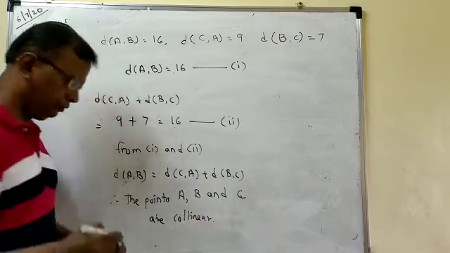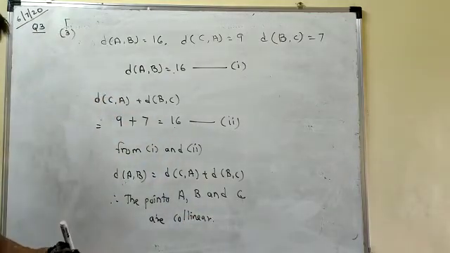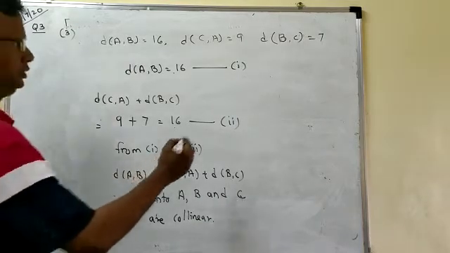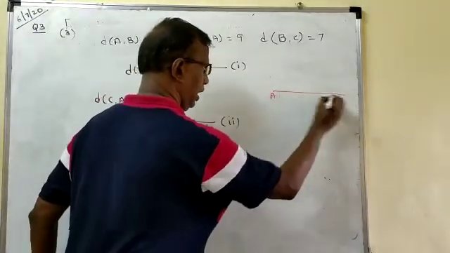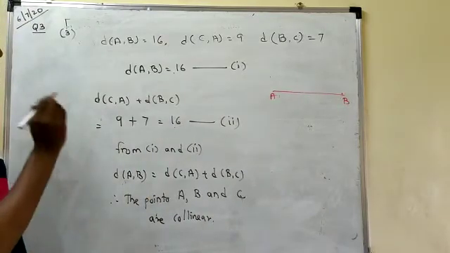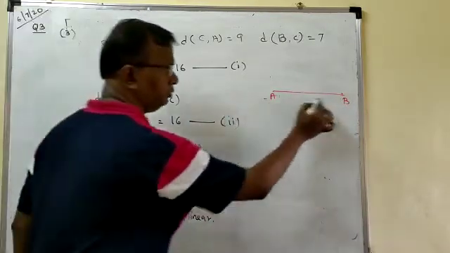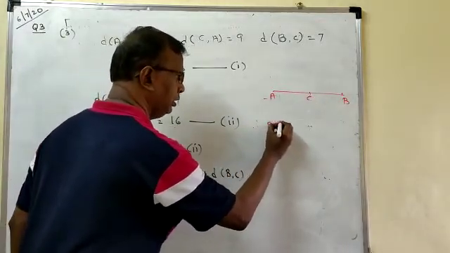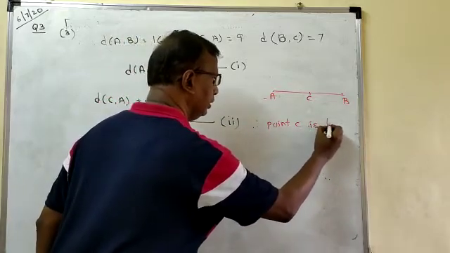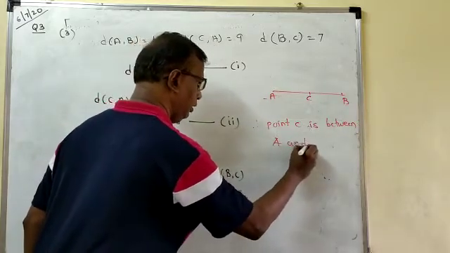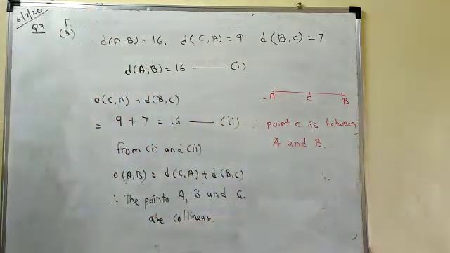If they are collinear, then we have to draw the diagram. Which is the highest one? Draw that one first. The highest is AB, so draw AB first, A and B. Always draw the highest distance first. Now which point is remaining? That you write in the middle. AB is 16, so I draw AB. Which point is left here? I write here C. Therefore I write point C is between A and B. That's enough. Any doubt, students? Okay. Can we move to the fourth sum?